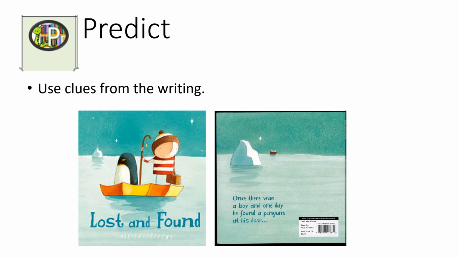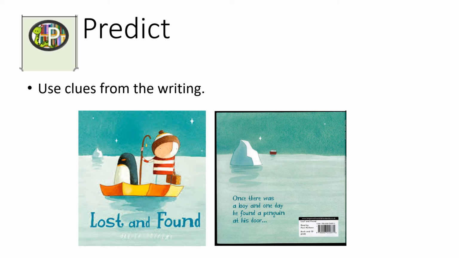This is the front cover of a book, and on these pictures it's also got the back cover. And you'll find a little picture like this in your pack with a few lines underneath where you're going to write your prediction, because I want to know what you think is going to happen in this book. Now the first one we're looking at is using clues from the writing. Well, it says Lost and Found. You can just make out at the bottom there Oliver Jeffers, and on the back it says once there was a boy and one day he found a penguin at his door.